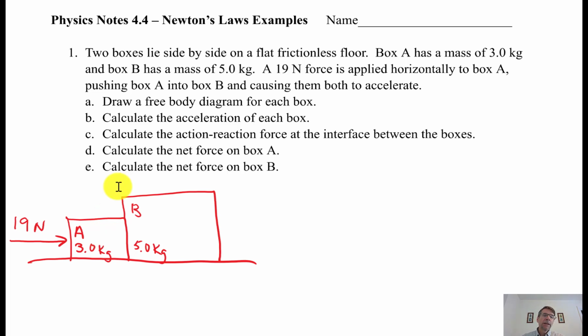Anyway, we're pushing on box A. These boxes will slide to the right. Right now there's no friction. We'll talk about that in the next unit. And these are going to accelerate to the right. And it asks you to draw a free body force diagram for each box. All right, so let's do that. That's part A.